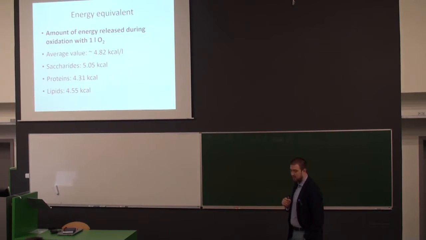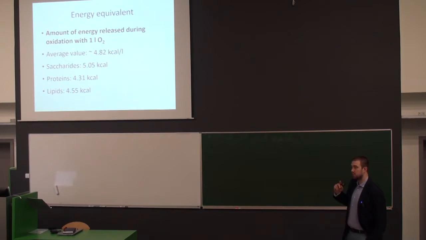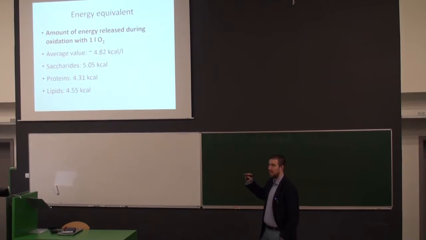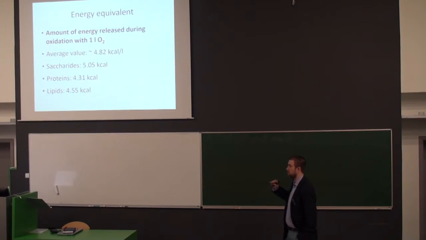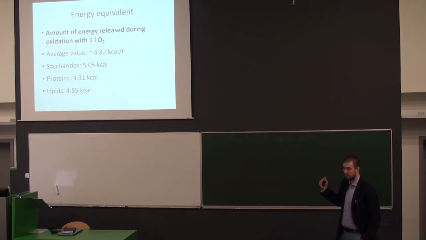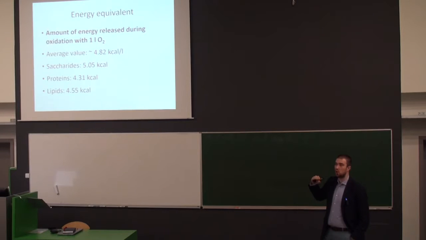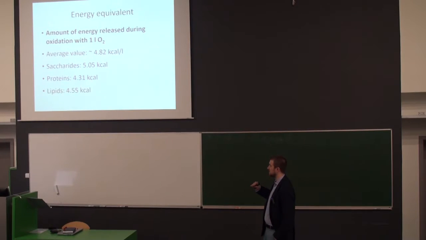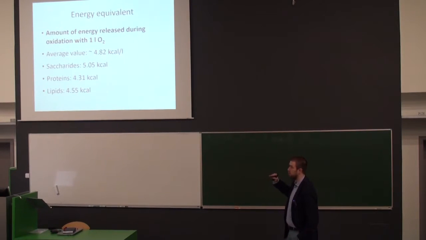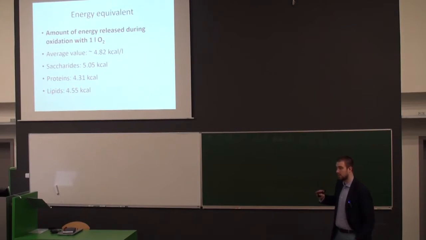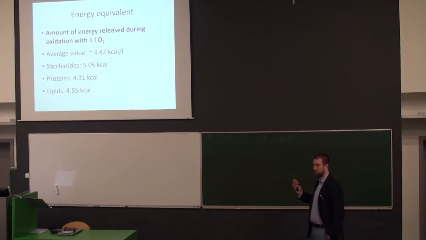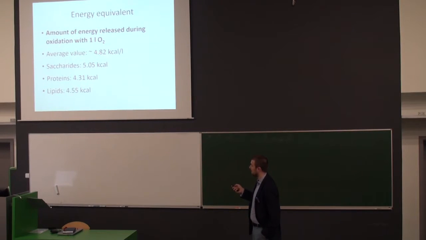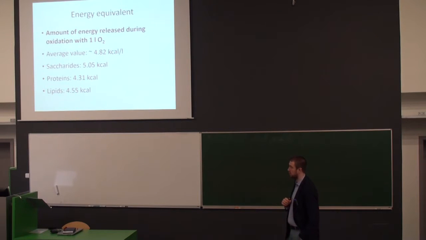The last parameter is energy equivalent. In energy content, you had 1 gram of nutrient and you fully oxidize it. In energy equivalent, you have, you can say, an unlimited amount of nutrient, but what's limiting you is the oxygen. So you have 1 liter of oxygen. The question is, how big an amount of energy is released if you oxidize nutrients when you have 1 liter of oxygen? The average value for the human body is 4.82 kilocalorie per liter of oxygen.